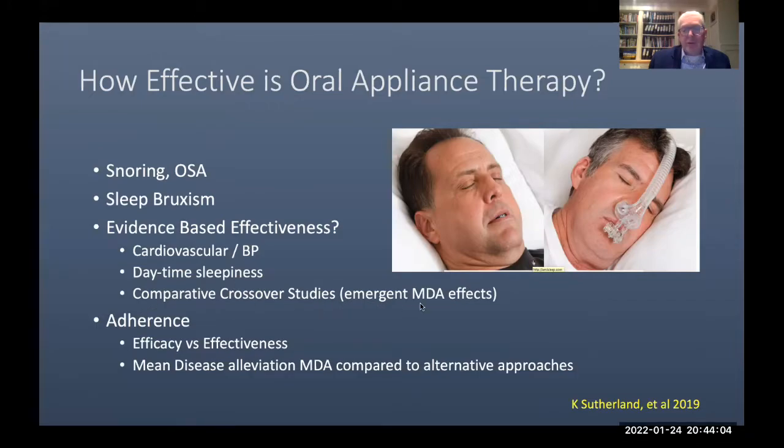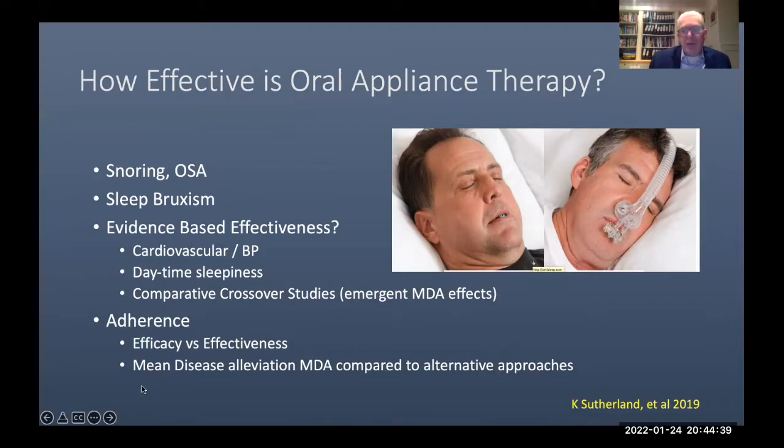Comparative crossover studies give rise to what we call emergent mean disease alleviation effects. So that means that if someone can only tolerate CPAP for 3 or 4 hours a night, but it's 100% effective, and they can only wear it for 3 or 4 nights and then they can't tolerate it, there's a certain cumulative effect of that. But if someone can wear an appliance for 7 nights a week and it's not bothering them, but it's not quite as effective, then the cumulative effect at a physiological level can be equivalent. So adherence is a big issue.